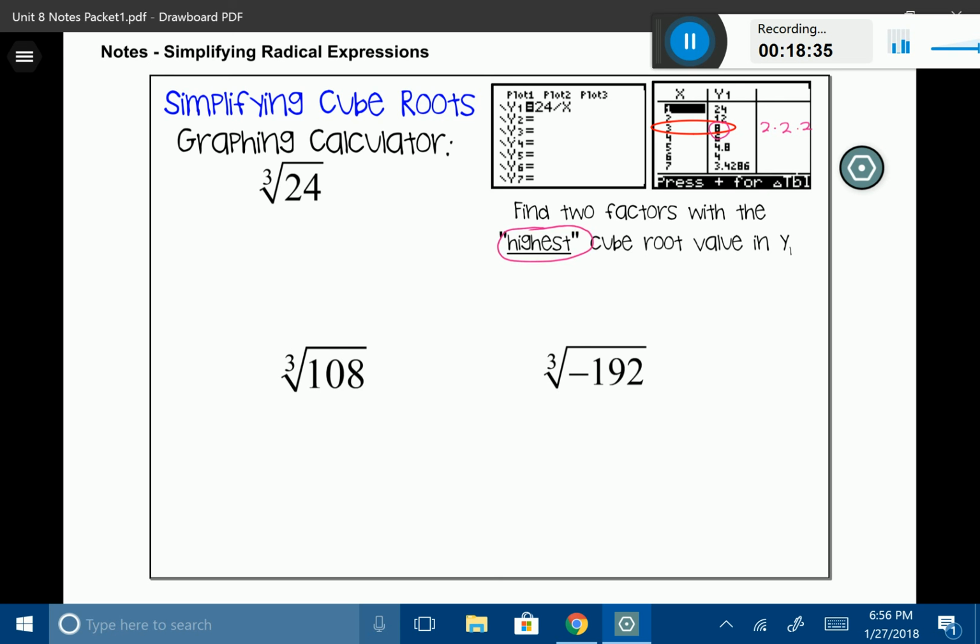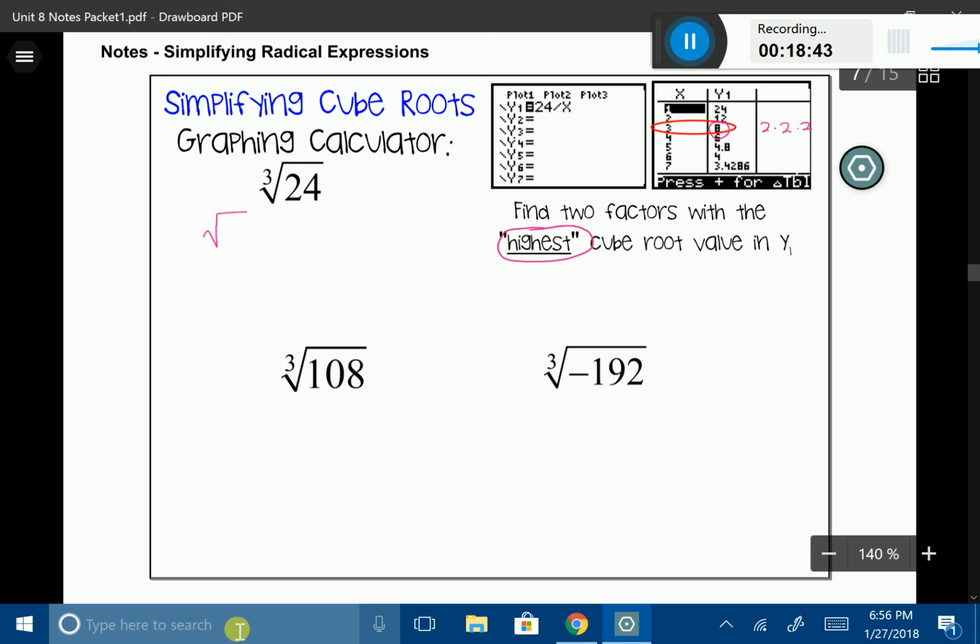Okay, so what do we have here? We have this cube root of 24. So it looks like I'm going to break that into the cube root of 3 times the cube root of 8. And I know that the cube root of 3 is going to remain as the cube root of 3. And the cube root of 8, like I just said, is going to be 2. So my final answer will be 2 cube root of 3.